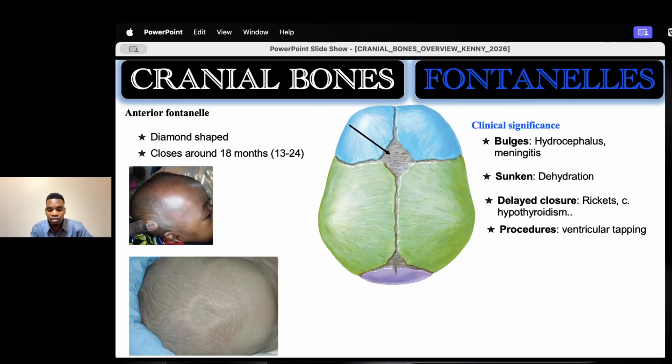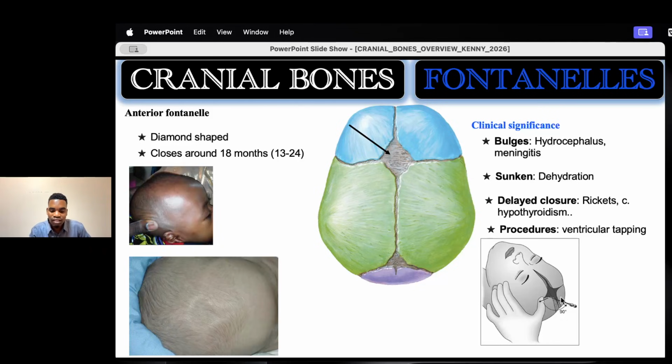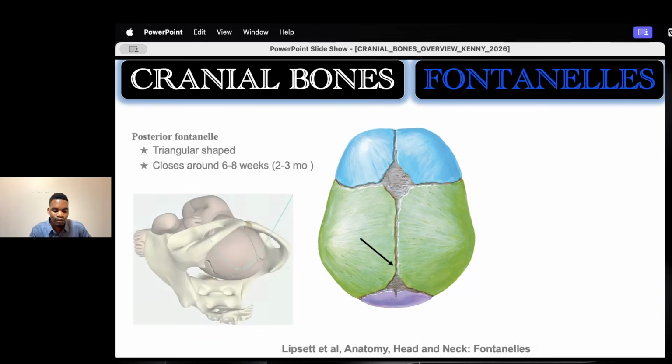And this procedure is called ventricular tapping, and the ventricular tapping is made possible by the presence of this fontanelle. If you have the closed fontanelle here, it's difficult for you to tap, because how are you going to go through the bones? It's difficult, right? That's the anterior fontanelle. Now time for posterior fontanelle.